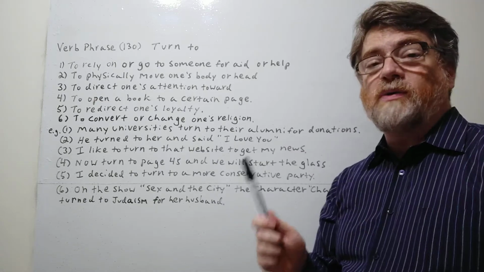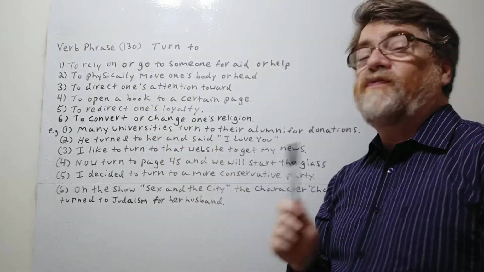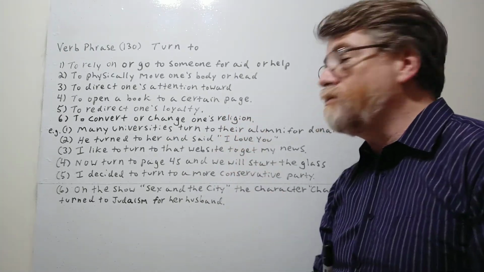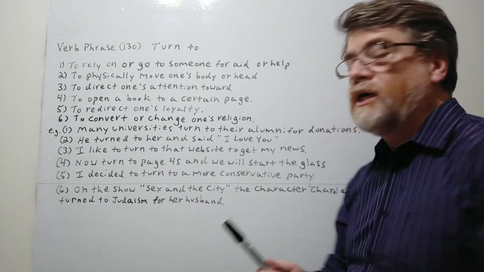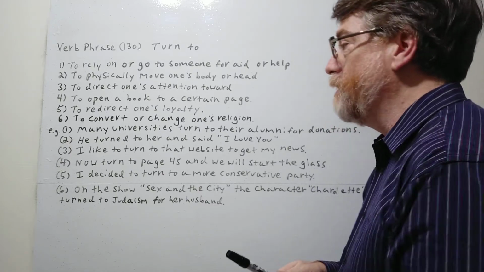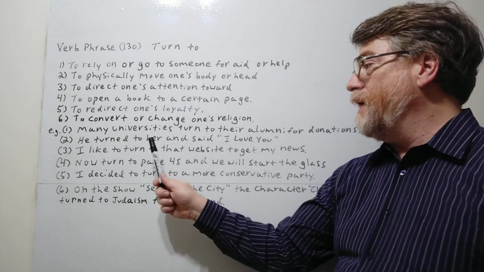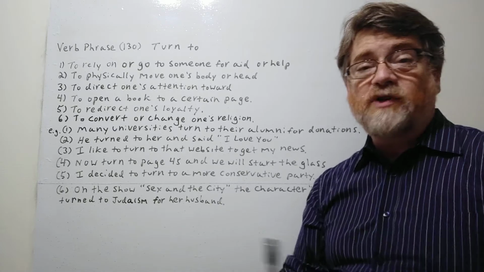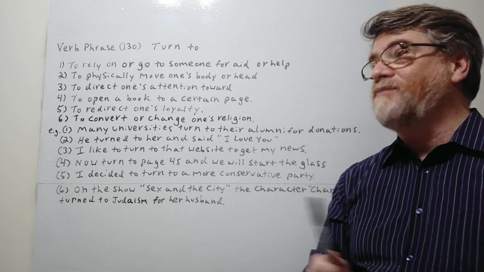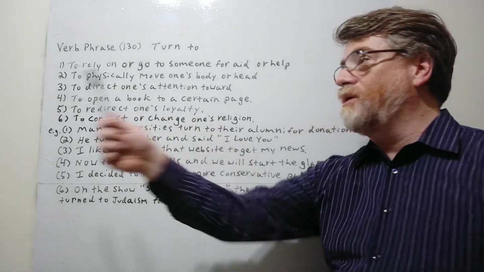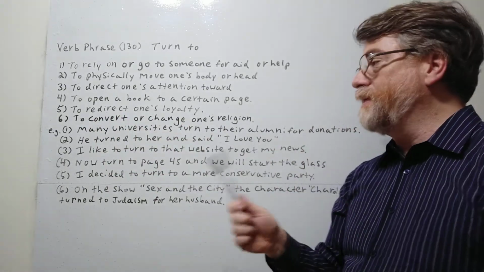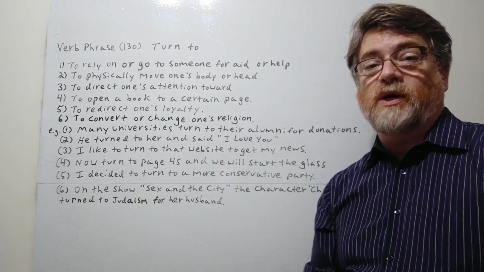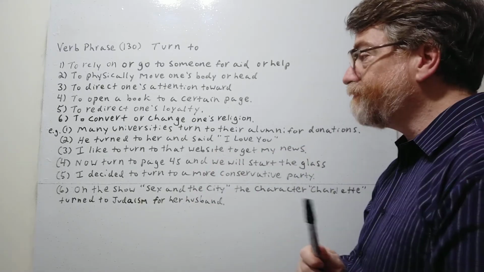All right, number 2, this is the second definition, to physically move one's body or head. So you could turn your head to somebody or you could turn your whole body to somebody. This is what we mean. So here's the second example. He turned to her and said, I love you. So he may have turned his whole body, but he definitely probably at least turned his head to her to look directly at her. So in this case, we mean it. So either to turn your head or your whole body and face to someone or something. You could turn to them.